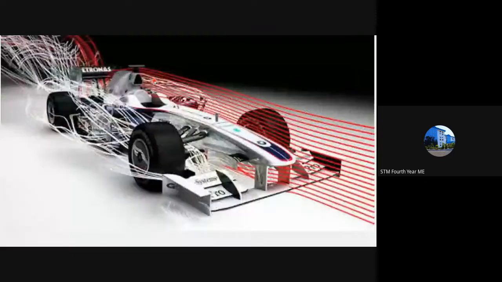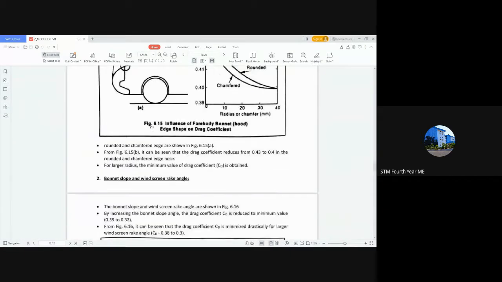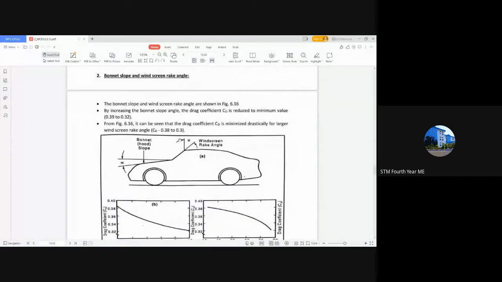Okay, so that was one of the methods for reducing drag: profile edge rounding or chamfering. Next is the bonnet slope and windscreen rake angle. There are two components here, bonnet slope and windscreen rake angle. The bonnet of the vehicle is this part, and this is the windscreen.